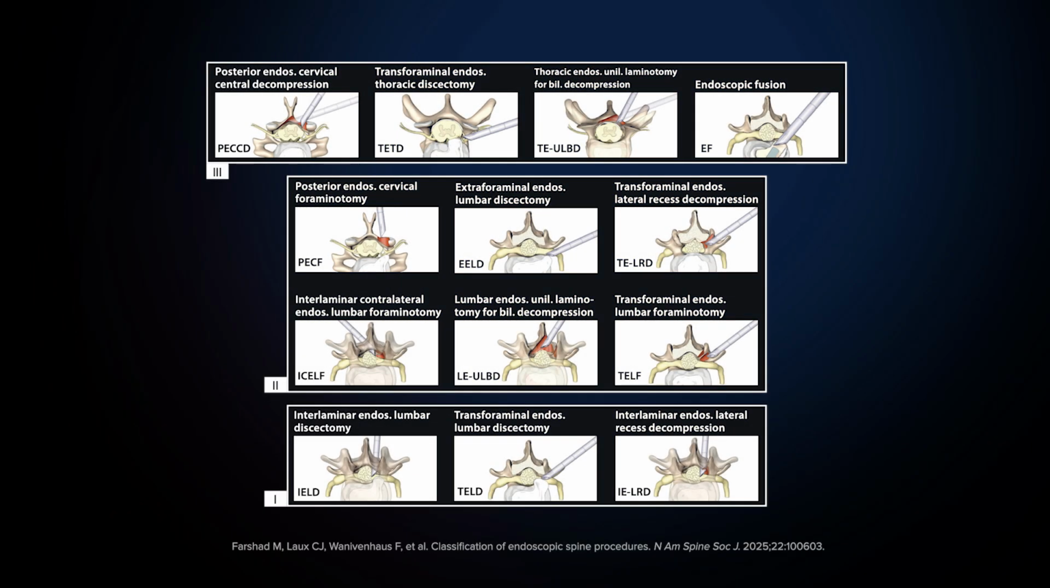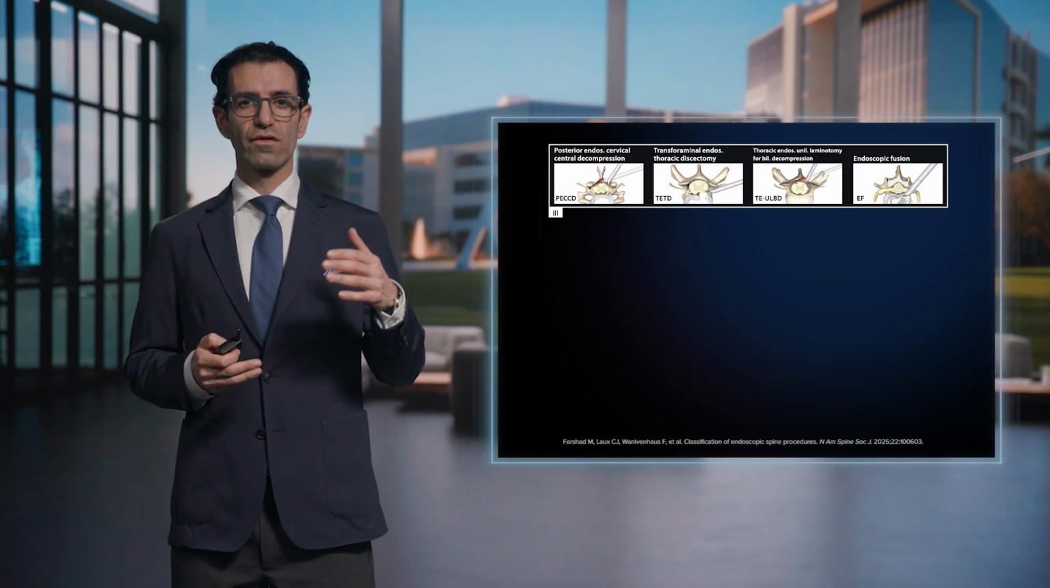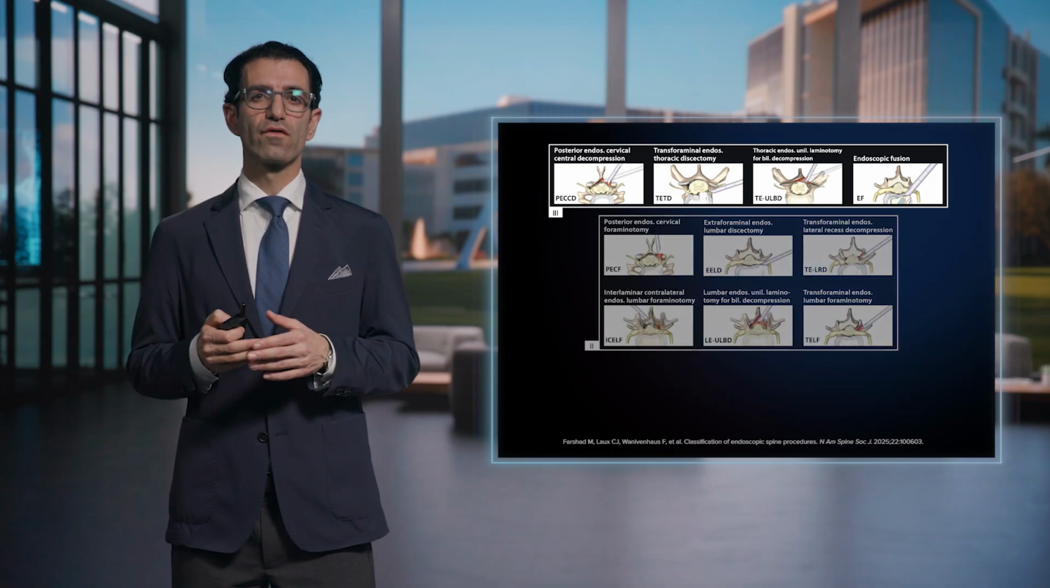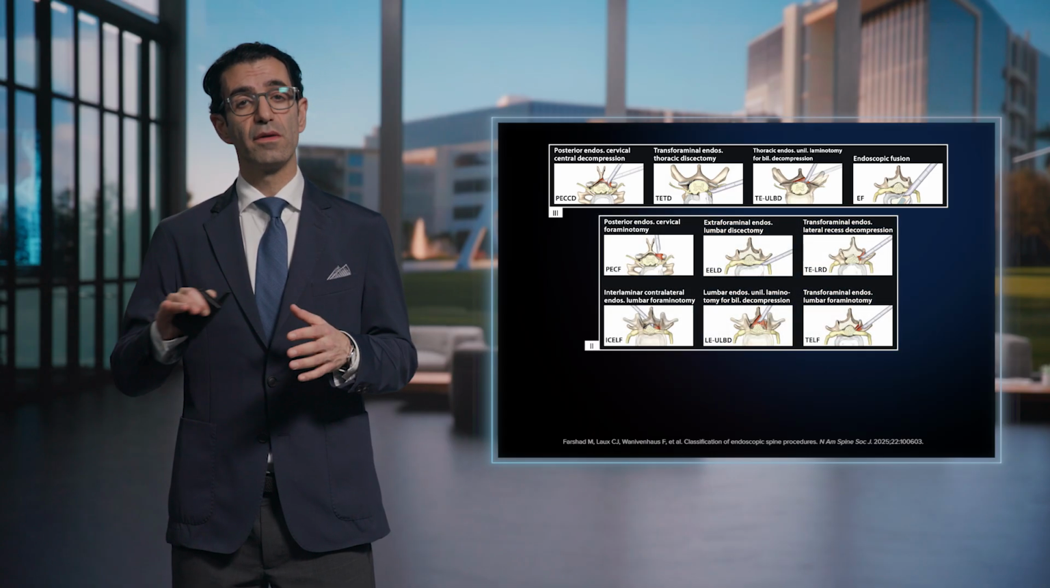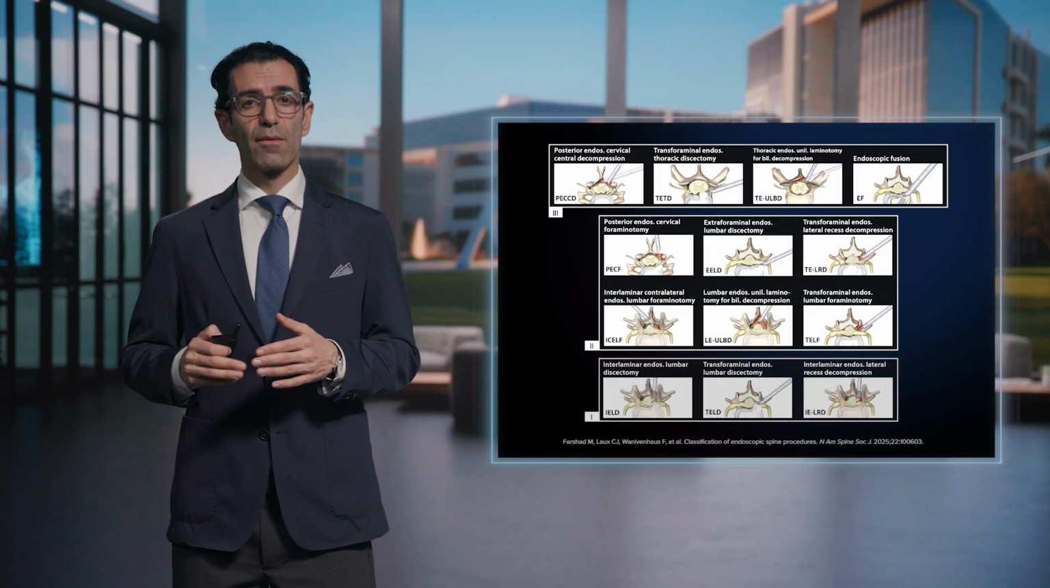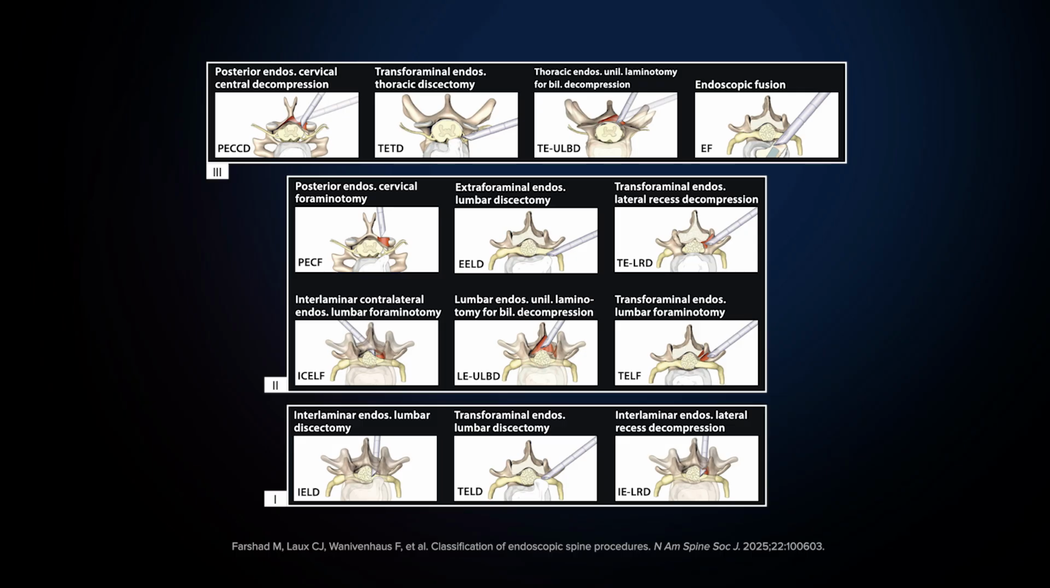This is the overview of the most commonly performed endoscopic procedures with the nomenclature according to the AO consensus group. The abbreviations are not easy to understand, and this overview helps you to remember them. You see the most challenging approaches in the first row, followed by the approaches with moderate complexity in the middle row, and the easiest approaches in the last row.